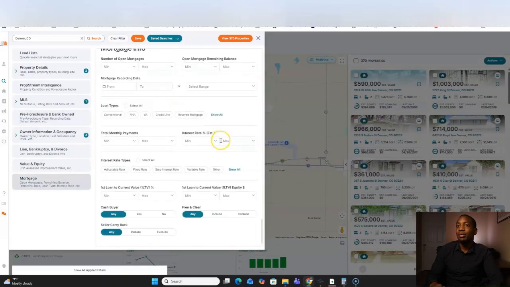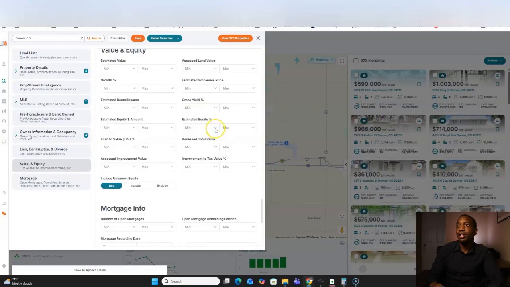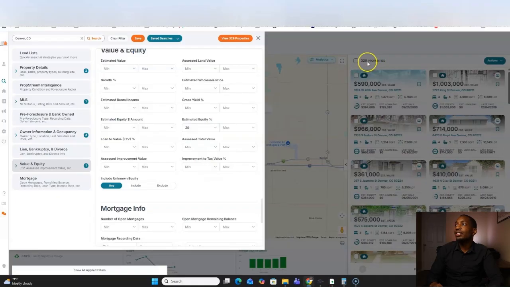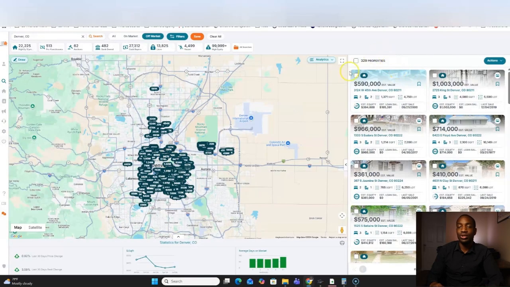And then I'm going to do value and equity. I'm going to make sure they own at least 30% of it. And now you have a list of 329 properties that you can target right now in Denver, Colorado. So this is one list that I like to target. It's essentially a vacant high equity list. And I think a lot of people need to use lists like this, especially as a beginner, if you're starting out in this business.